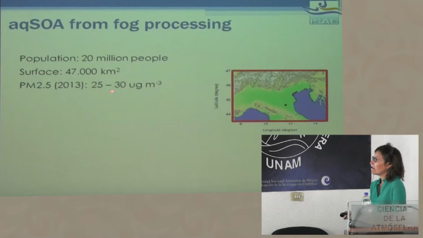The PM2.5 ranges between 25 and 30 micrograms per cubic meter, which is definitely higher than the limits set by the World Health Organization, but is also higher than the limits set by the European Air Quality Directive, which is 25 micrograms per cubic meter.